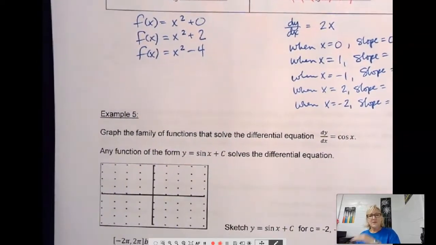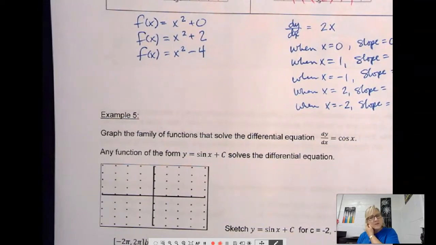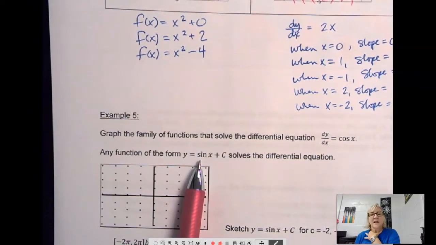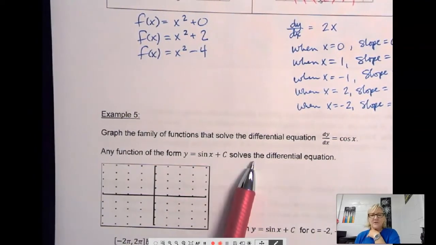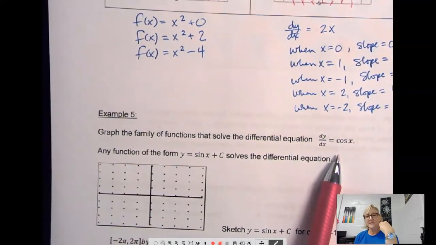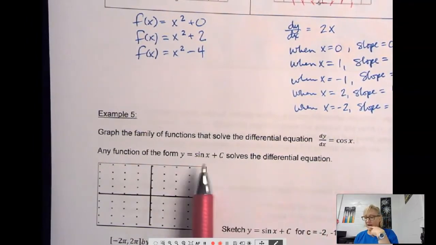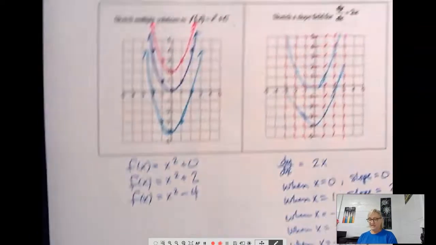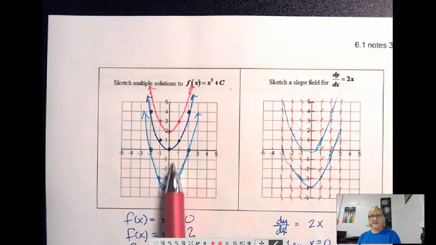Okay, so the next example, we are going to graph the family of functions that solve the differential equation dy/dx equals cosine x. Any function of the form y equals sine x plus c solves this differential equation. So we know this already. I don't have to have a slope field to figure this out, but what I am going to do is just graph a series of sine x plus c functions, kind of like we did x squared plus c.